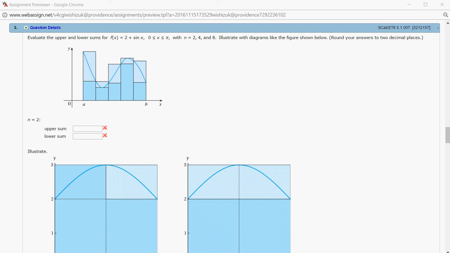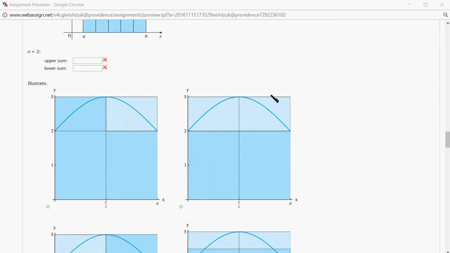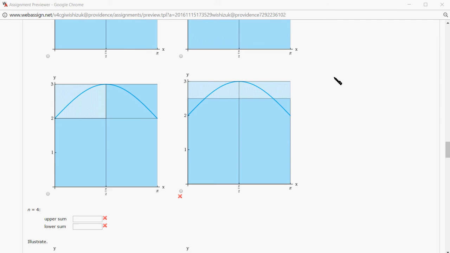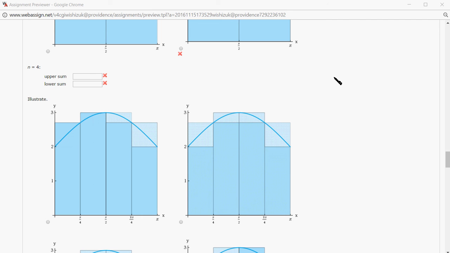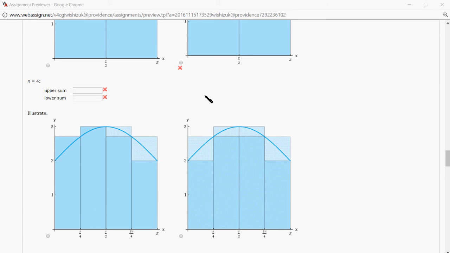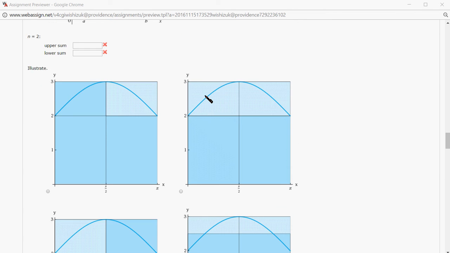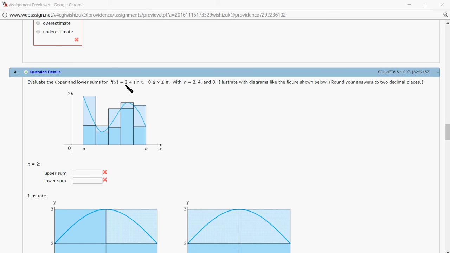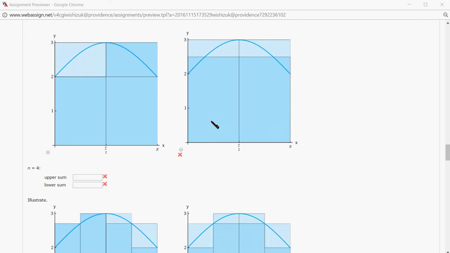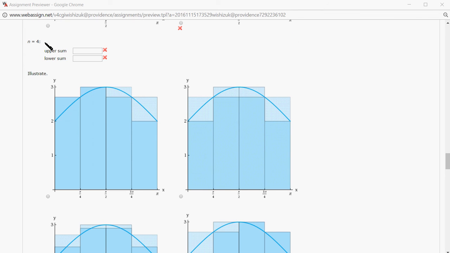All right, let's talk about the upper sum and the lower sum by going through one of the homework problems. I do not want to spoil your fun of going through this problem, so I'll only do it when n equals 4 here. You have a function f of x equals 2 plus sine of x, going from 0 to pi. I'm going to do it when n equals 4.